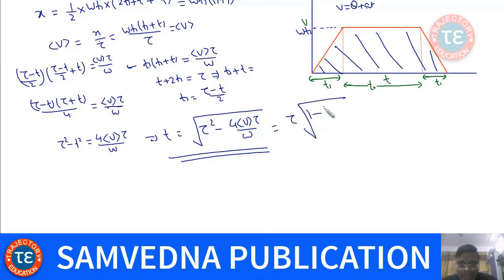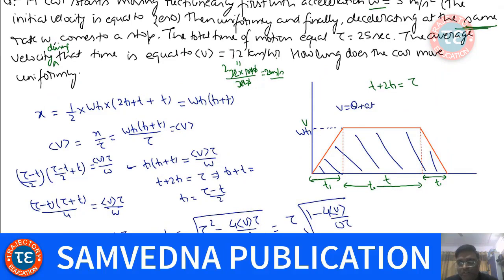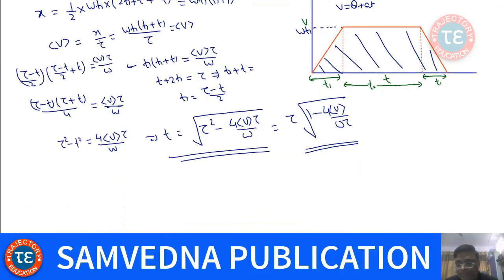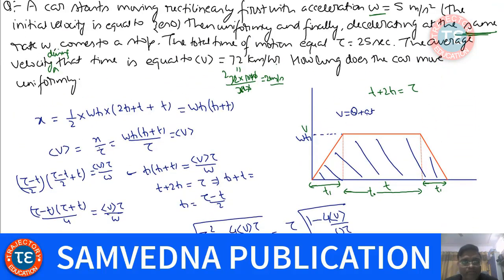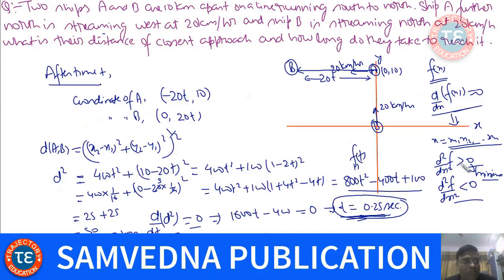Okay, or you can put it like this also, 1 minus omega tau. That's the time taken. That's the time during which the body travels with uniform velocity. Okay, getting a point? Let's move to next question.